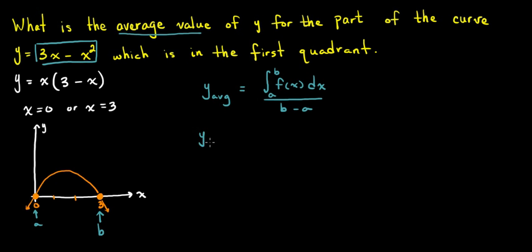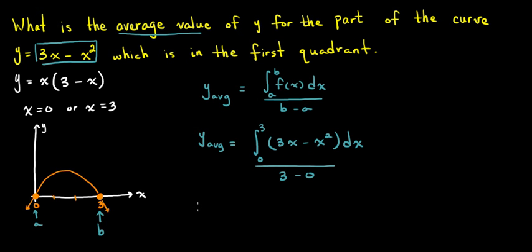So again, we have the average value of y is going to equal the integral, again from 0 to 3. And I'm going to write my function out here. So I'm going to write 3x minus x squared, and we have dx. And this is all divided by 3 minus 0. So again, it looks like I have to evaluate this integral, and this shouldn't be too hard to do. Hopefully you've had some practice by now with the fundamental theorem of calculus.